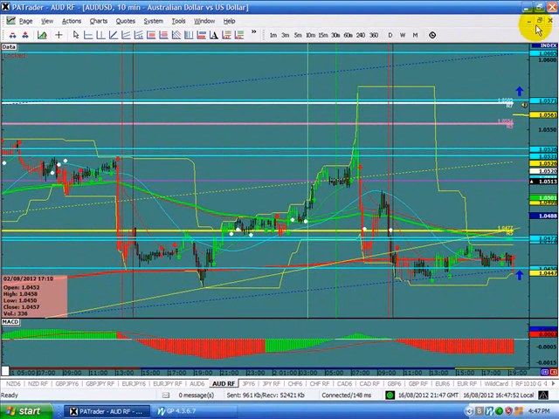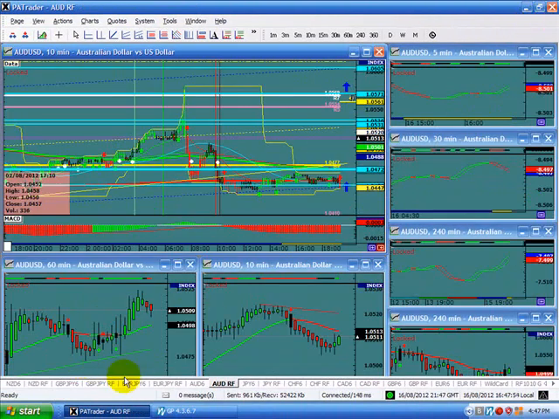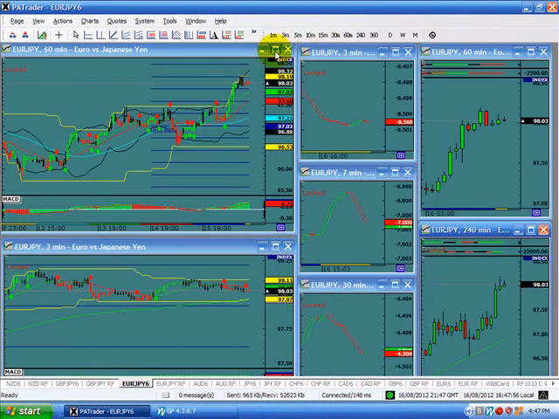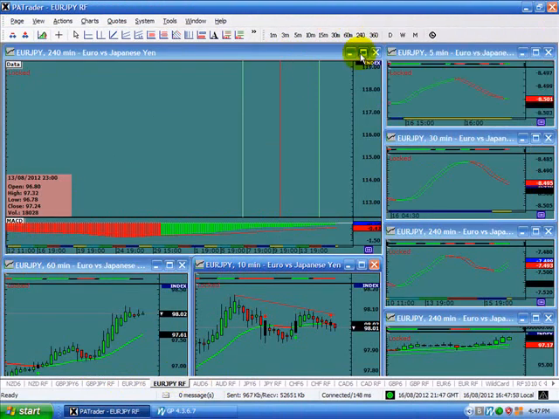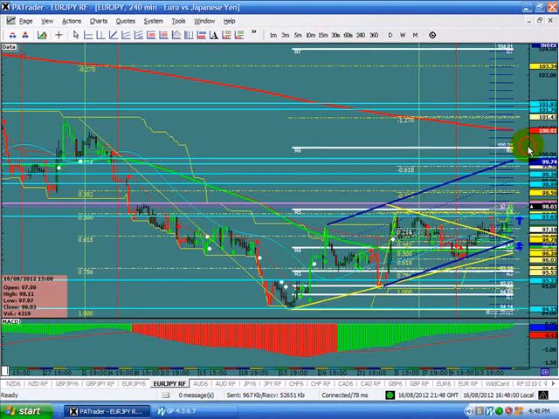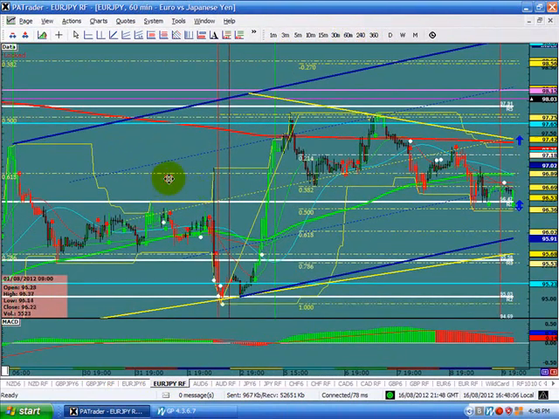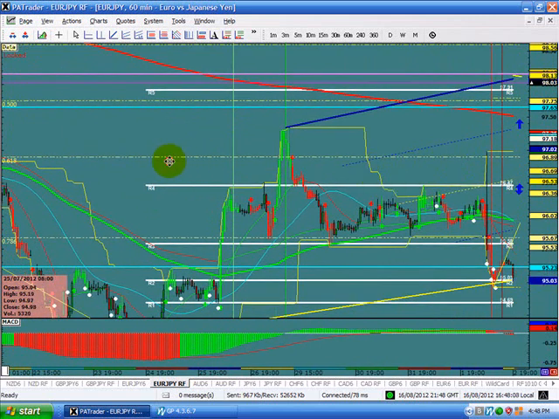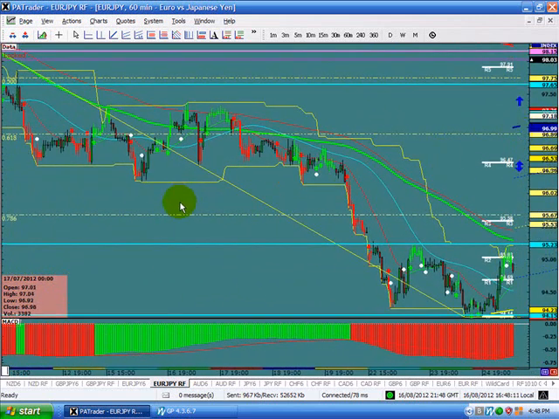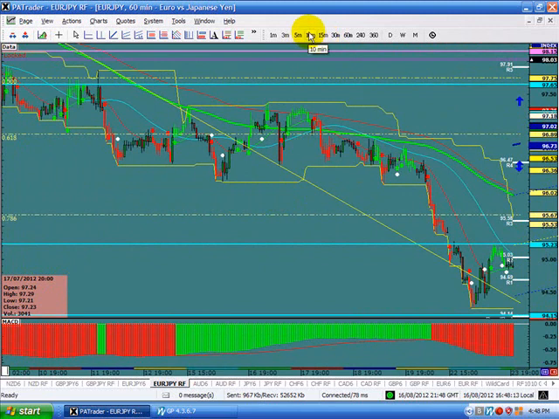Let's get off this currency. That's the Aussie. Let's go to something else. Maybe let's go to the Euro Yen. Let me go to a chart where it's got some lines on it. We'll take this over here. Let's go to a 60-minute chart here, and let's just see if we can find anything that would make a little bit of sense to us. Let me go down to a 10-minute chart because it's too big.